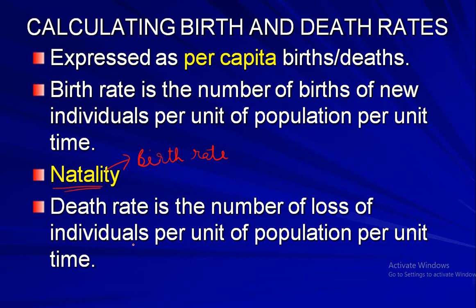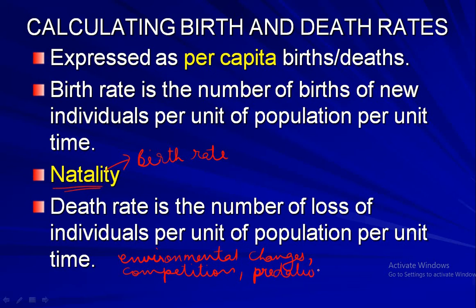And this death may be due to different reasons. Death of the individual may take place because of environmental changes. It may take place because of competition between different individuals for the same resources. It may take place because of predation. So these are the different reasons because of which the death of the organism may take place, right? And the death rate is known as mortality. Mortality means the death rate. This is clear to everyone.